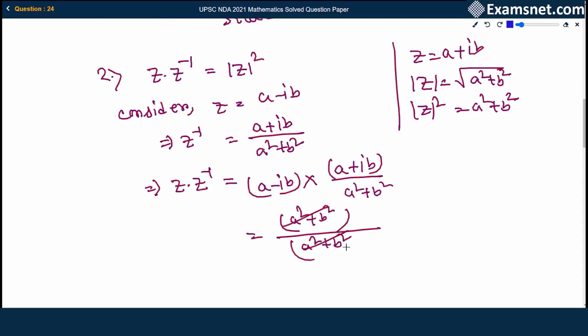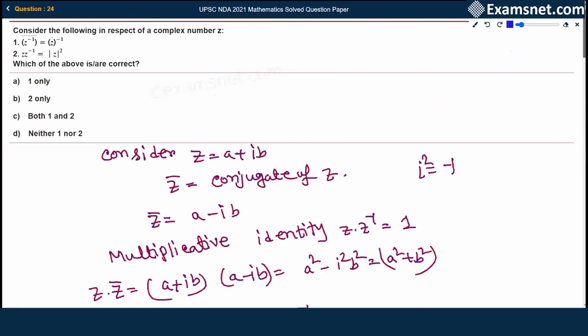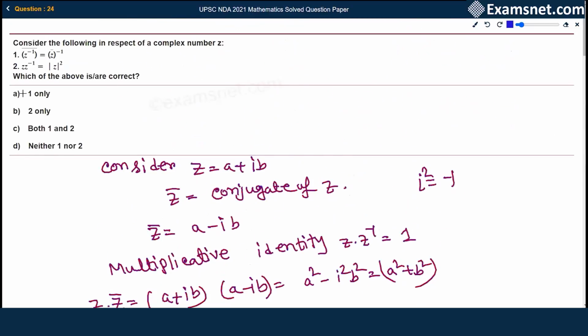So it becomes 1. But we have seen that mod z whole square gives us another value. It's not equal to 1. So therefore statement 2 is not correct. From the conclusion, we can say that only the first statement, that is 1, is correct. So option E is the correct one.